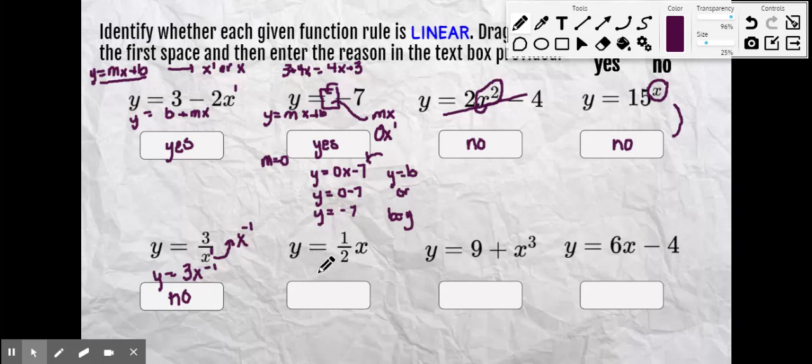Moving on here, this one looks like y equals, my m just happens to be a fraction. I have my x, it is to the exponent of 1, but I'm missing that b value. So is this still okay to be missing a b value? We talked about this, and hopefully you remember, sure, that b value could actually be represented by a 0. In our simplification, we would never show a plus 0 constant term in a simplified equation.